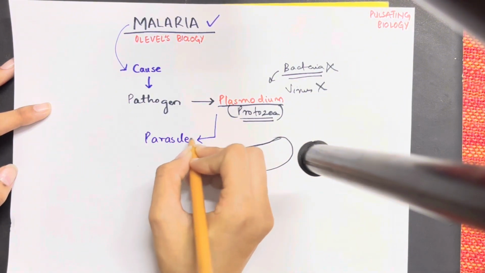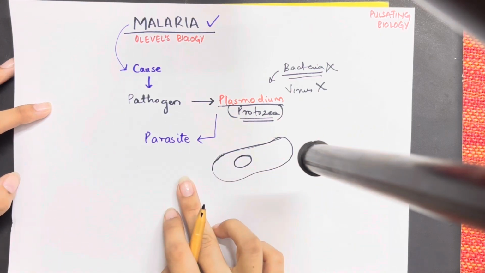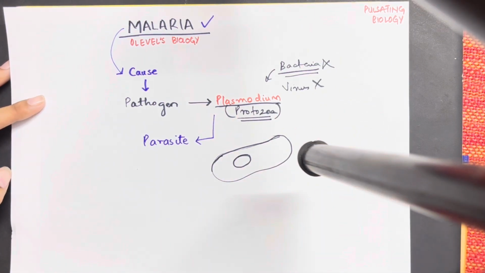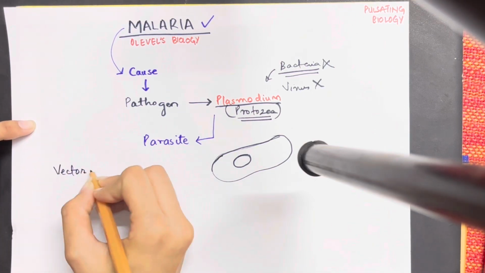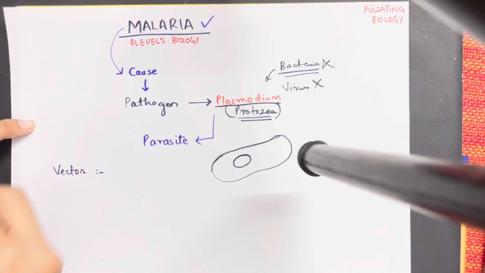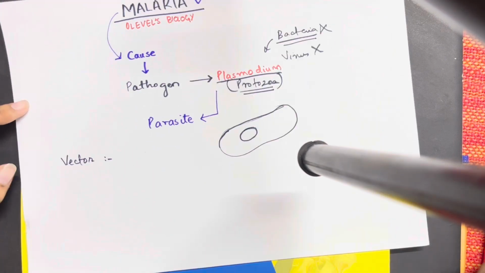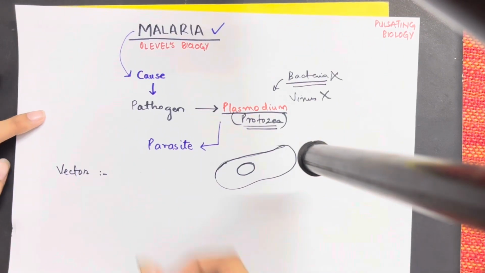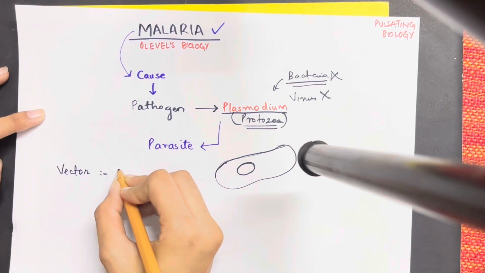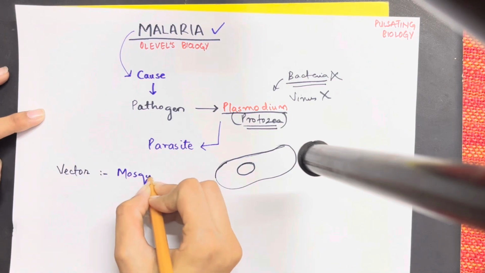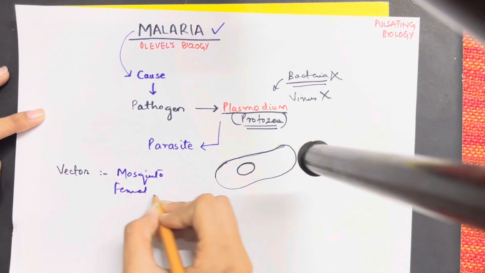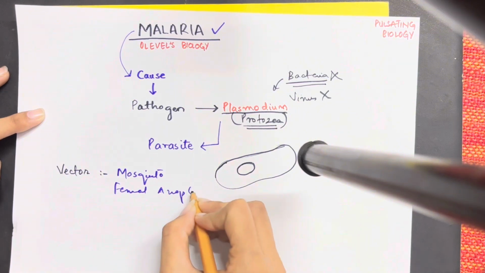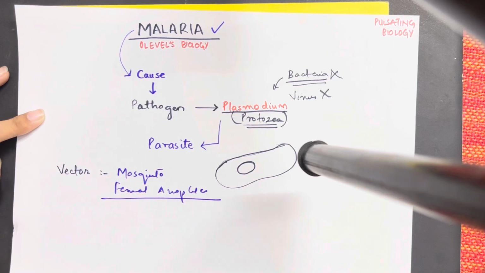We're going to discuss what a parasite is in much more detail, but first let's talk about the vector of malaria. The vector means that by which the disease is transmitted, or by which it is caused as an organism. So the vector of malaria is a mosquito termed the female Anopheles. This is the vector of malaria.